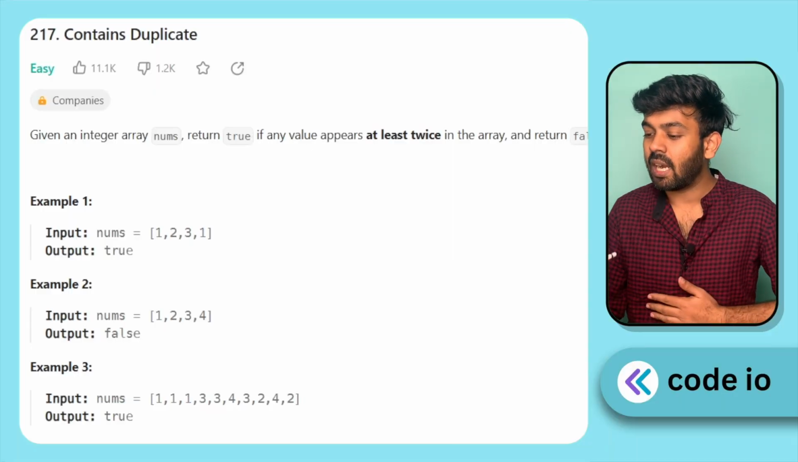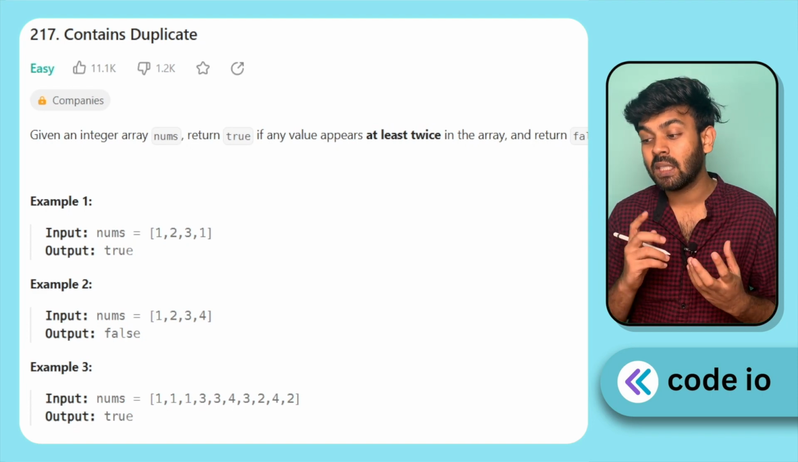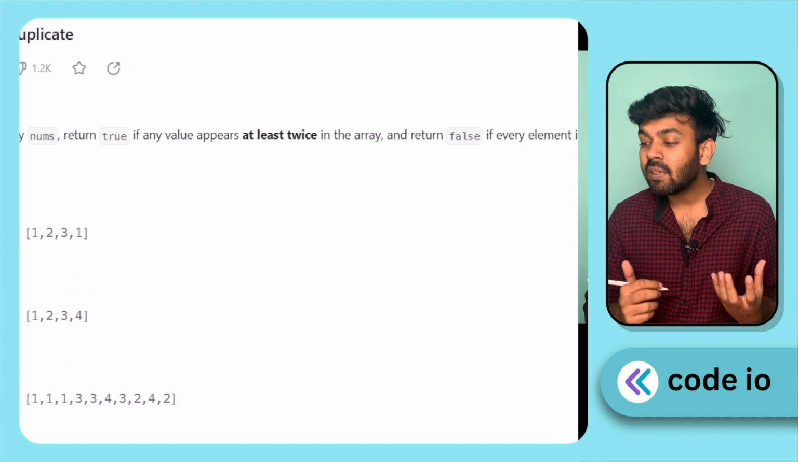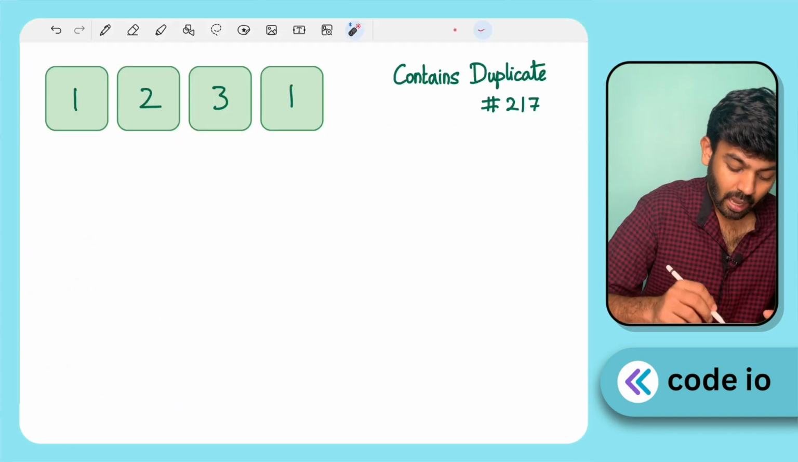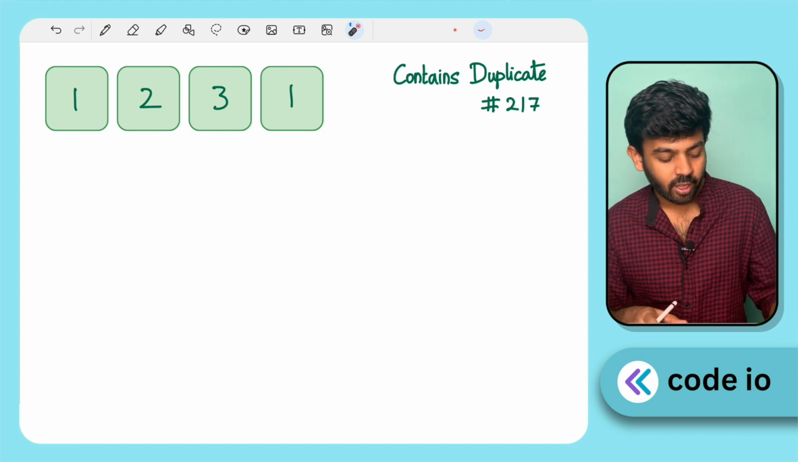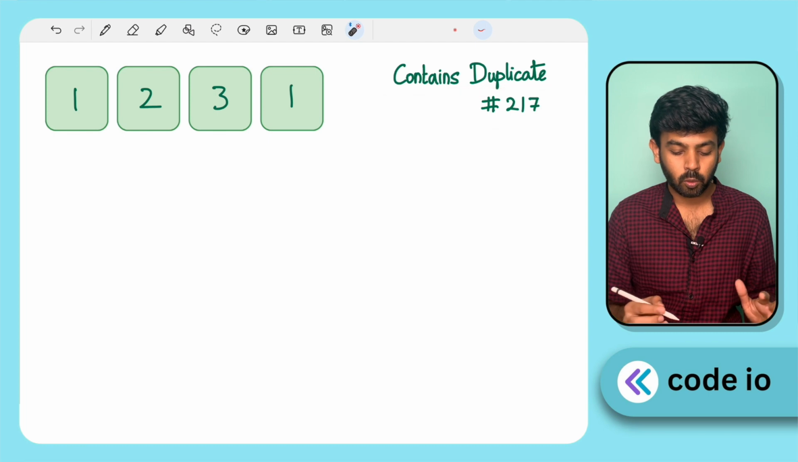Okay, so this is a very simple question, an easy question, and let me just read it first. Given an integer array nums, return true if any value appears at least twice in the array, and return false if every element is distinct. I guess the question is pretty self-explanatory. It's the contains duplicate question.